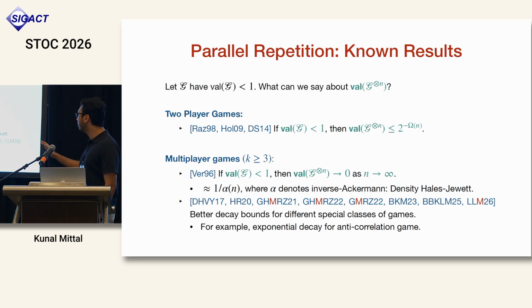And so there has been a lot of recent work in which better decay bounds are known for special classes of multiplayer games. One interesting thing I would say about these classes is that these papers have 6 to 8 different proofs, all of which look very different and in some sense also use very different techniques. And they prove it for different classes of games. And there is no unified approach to saying what is common among these different proofs. Just as an example, we know exponential decay for the anti-correlation game I just showed.